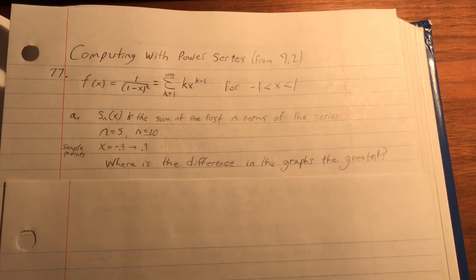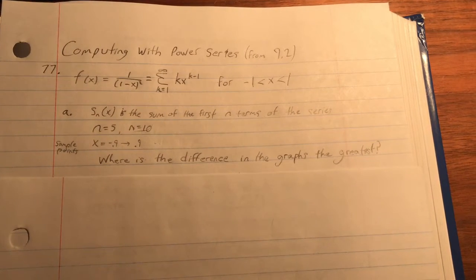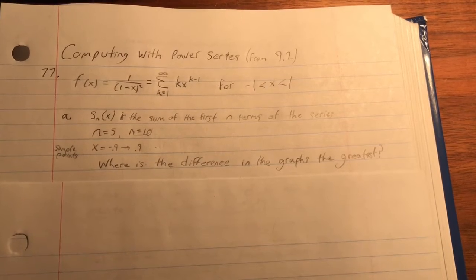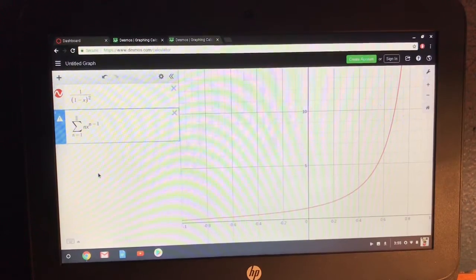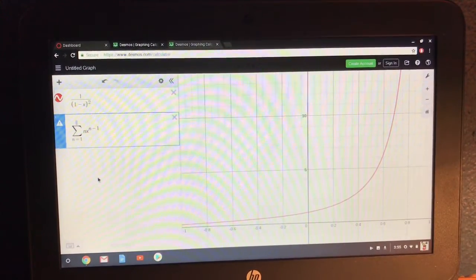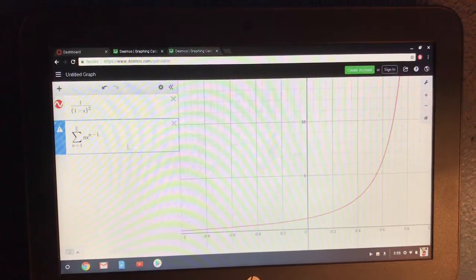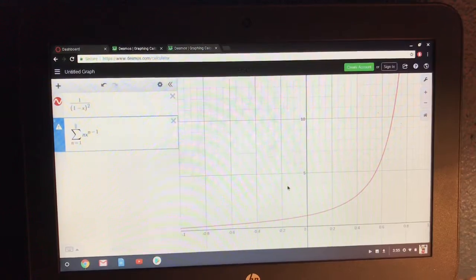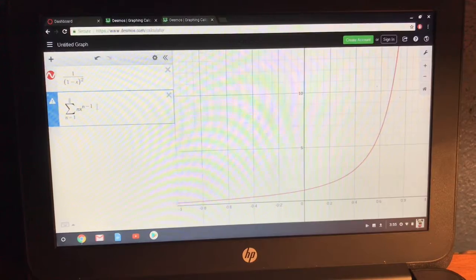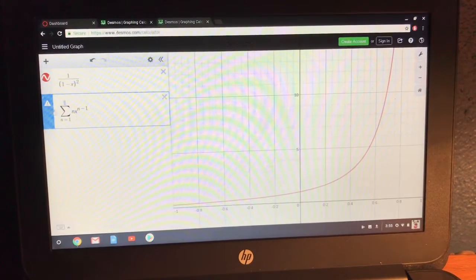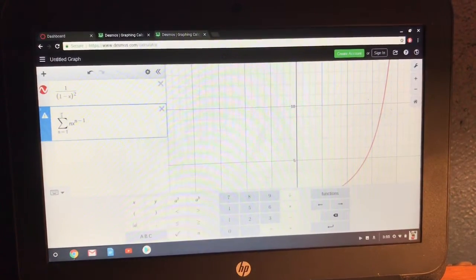It then gives us the sample points x equals negative 0.9 all the way to 0.9, and asks us where is the difference in the graphs the greatest. So the next thing I can do from what they've given us is take the values of n in the functions and put them into Desmos. So here I have the graph of the function, and here is the series, and now I'm going to input the values for n that they gave us.